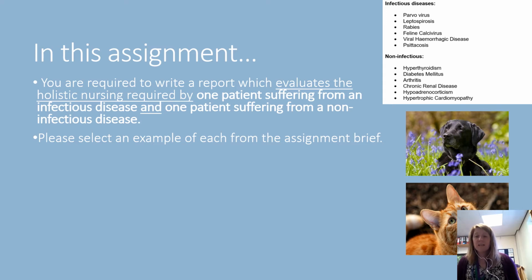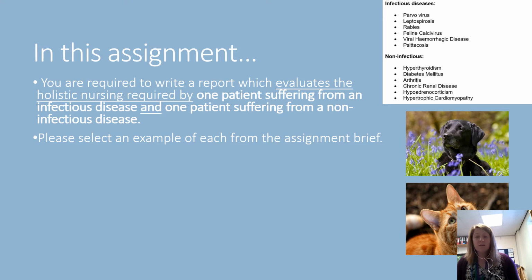What I have done intentionally, though, is given a variety of diseases which can affect a number of different species. So those of you that want to do an exotic species or a non-companion species are more than welcome to. So just to go through the diseases that are available, you've got parvovirus, which hopefully you are aware affects dogs. Leptospirosis, which would be in dogs as well.